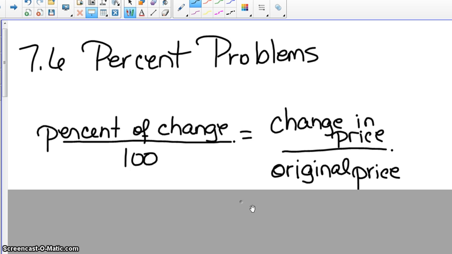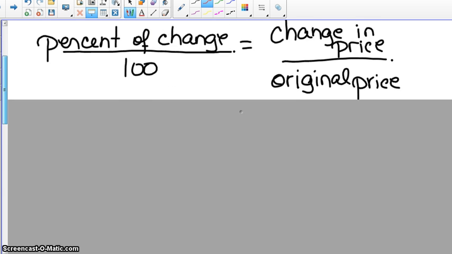We've got percent of change, so the actual percent in the problem, over 100, is equal to the change in price over the original price. So if something's $40 and now you paid $20, that would go over here. $40 original. The change in price, it went down $20. You can find the percent change by putting it in here, and then remember multiplying diagonally to come up with a solution.